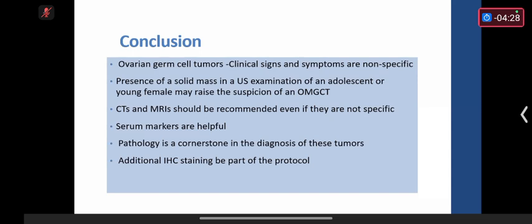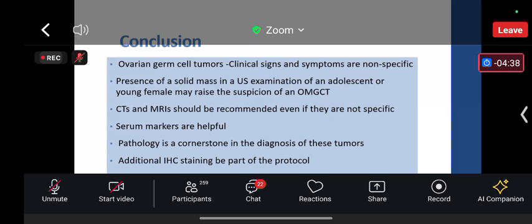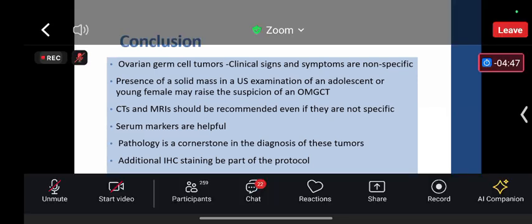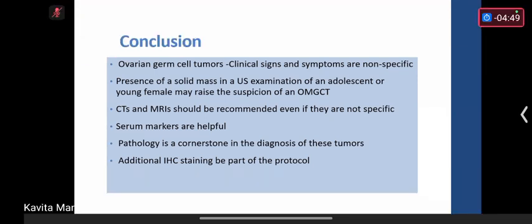So to conclude, the take-home points: ovarian germ cell tumors have non-specific signs and symptoms. Always, whenever you are doing an ultrasound, if you find an incidental finding of a solid mass, it must raise the suspicion of malignant germ cell tumors. CTs, MRIs may be helpful, as are serum markers, but pathology is the cornerstone for the diagnosis of these tumors.